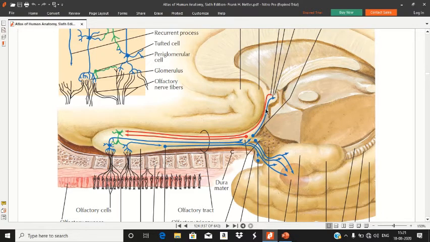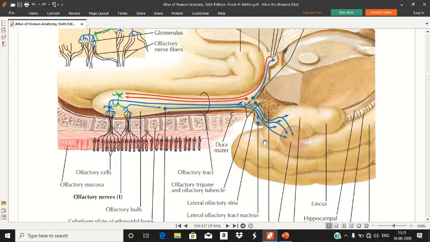Some fibers pass through the anterior commissure and connect with the neurons of the opposite anterior olfactory nucleus and olfactory bulb. So they pass through the anterior commissure and join with the opposite side olfactory nucleus and olfactory bulb. Then the fibers of the intermediate striae. Here you can see the intermediate striae. The fibers of the intermediate striae, if present, terminate in the anterior perforated substance.